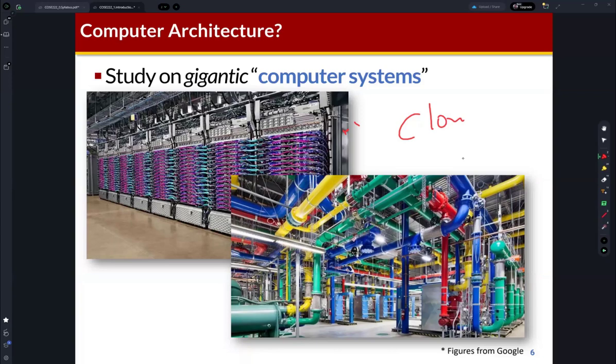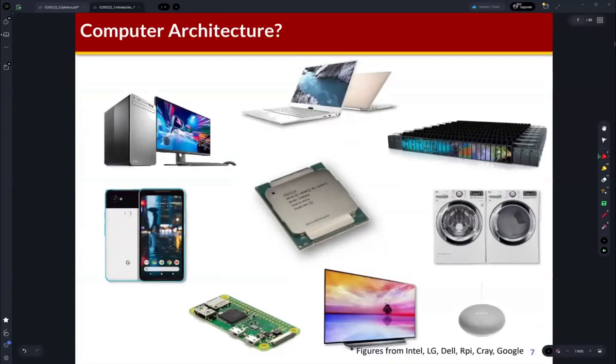So actually, computer architecture also includes the study of gigantic computer systems like cloud infrastructure. Computer architecture covers small devices like the mobile phone or Raspberry Pi, or electric devices such as the TV or smart speakers. Also, it includes conventional computer systems such as desktop or laptop computers. Also, it can include research on data centers, data center architecture, or cloud infrastructures, such as this large computer system. Okay, but what is a common part?